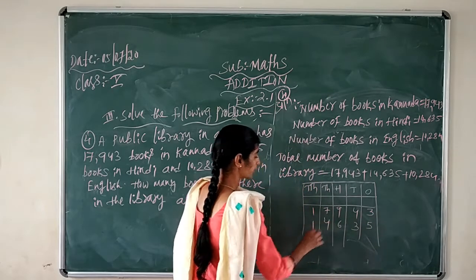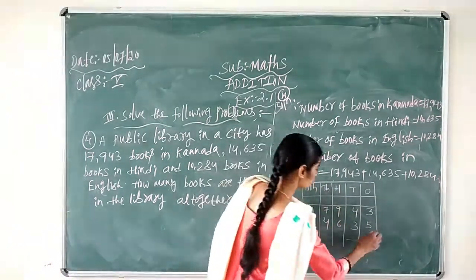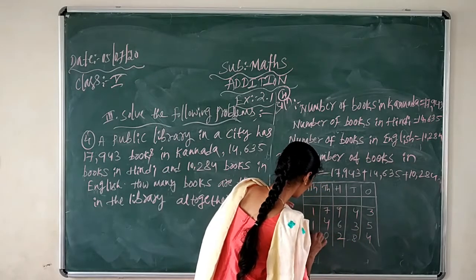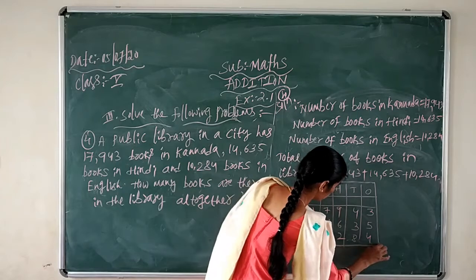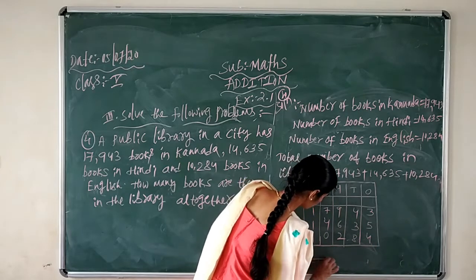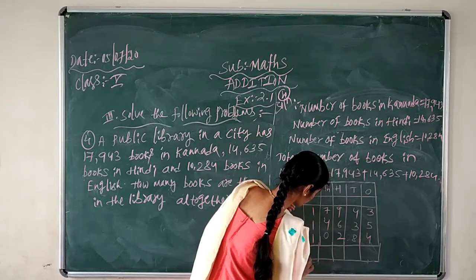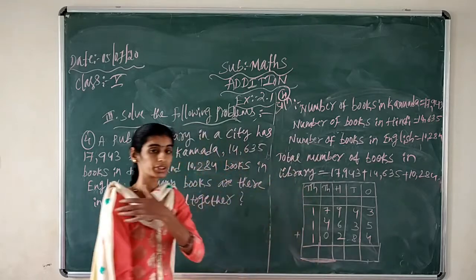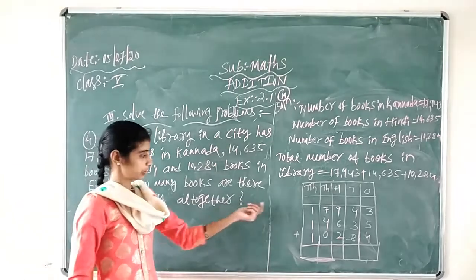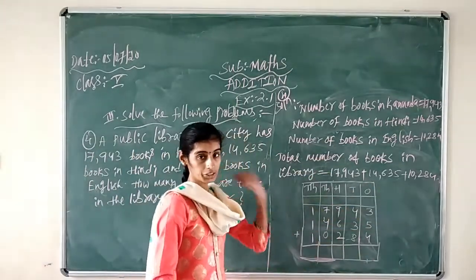Then one more we have, this we call the third addend. So 4, 8, 2, 0, 1. So add all the three numbers, children. Add all the three numbers, you will get the sum. So you are going to get the total number of books in the library. Leave one row for carry because it will make it easy to count. Shall we start adding, children?